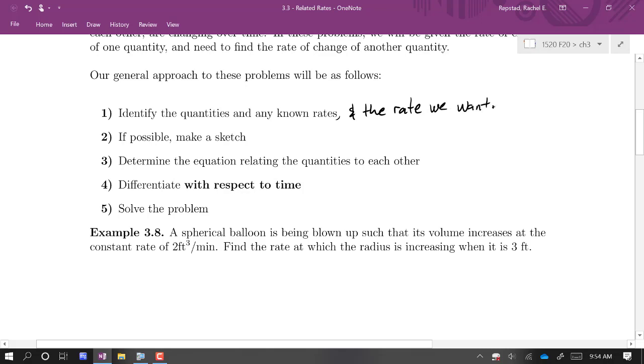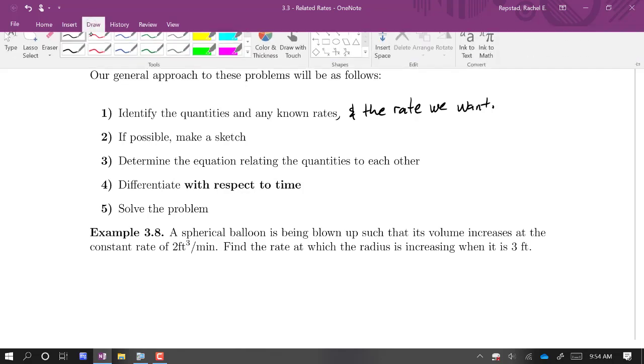Sometimes it's helpful to make a sketch. If it is, go ahead and spend a couple minutes doing that. Determine the equation relating the quantities to each other. So sometimes it'll be just maybe a geometry formula. Sometimes a sketch will help us get that value. Sometimes they just describe in language kind of how they're related to each other, like a variation problem. And you'll see a few different examples here as we work through these.